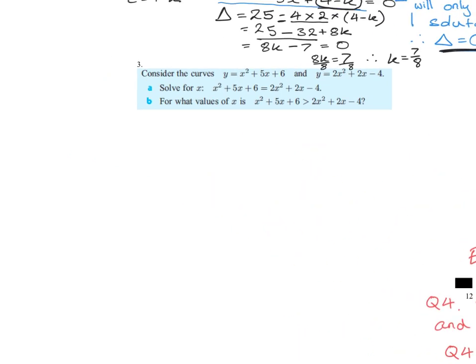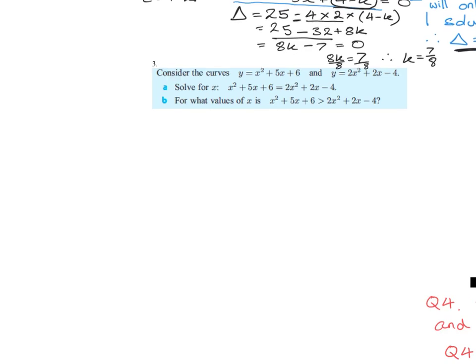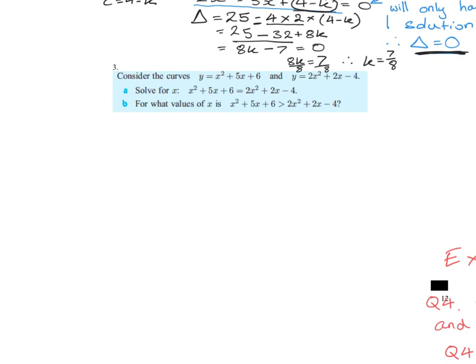Okay, now, it says consider the curves y equals x squared plus 5x plus 6 and y equals 2x squared plus 2x minus 4. Now, they're both parabolas because they have x squared. So it's saying solve for x, and they've just equated the two parabolas here. So let's solve it. So here's my equation, x squared plus 5x plus 6 equals 2x squared plus 2x minus 4, okay?